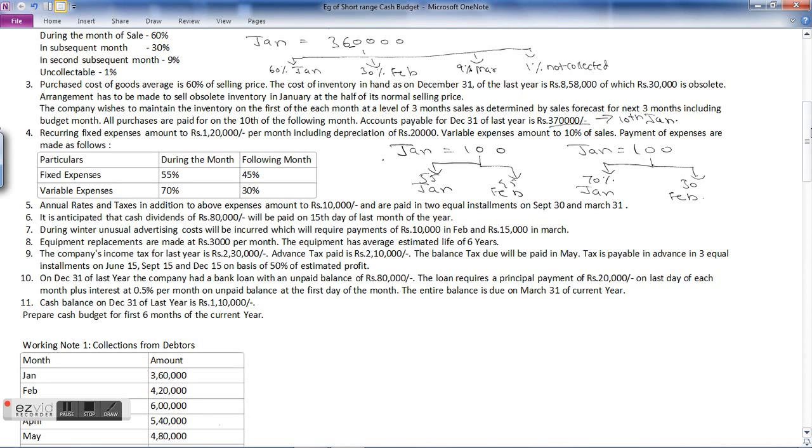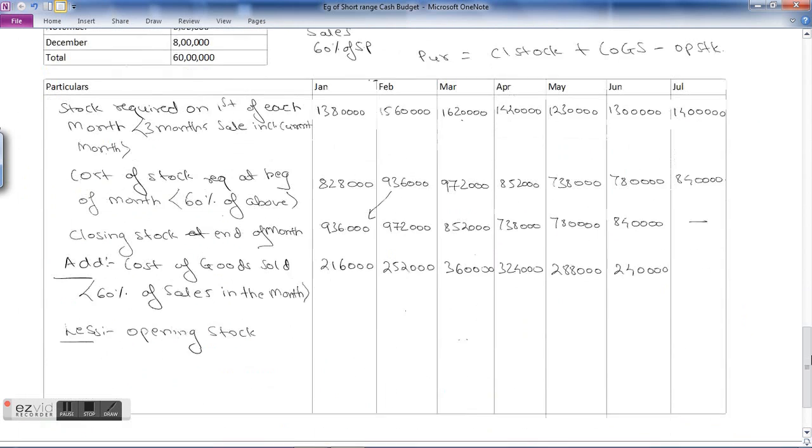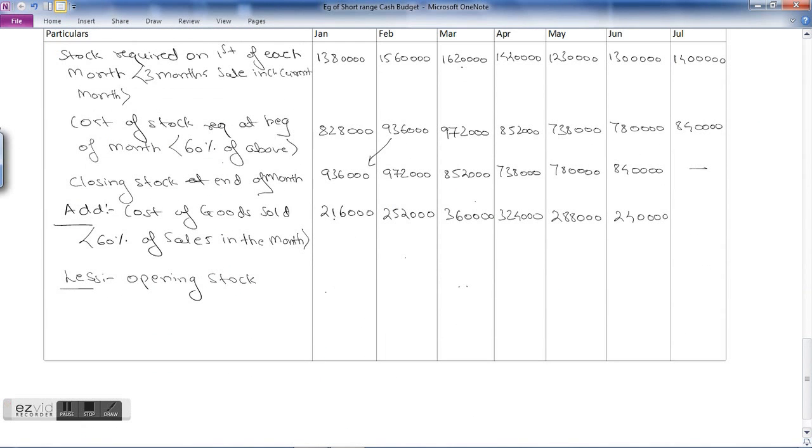So opening stock is how much? 8,58,000 minus 30,000. Okay, so 8,58,000 minus 30,000. So opening stock here will come as 8,28,000. Okay, so for the month of Feb, we have calculated it here, right? Here. So all this we are taking it. Okay, so how much does that come to? 9,36,000. Here it is 9,72,000.